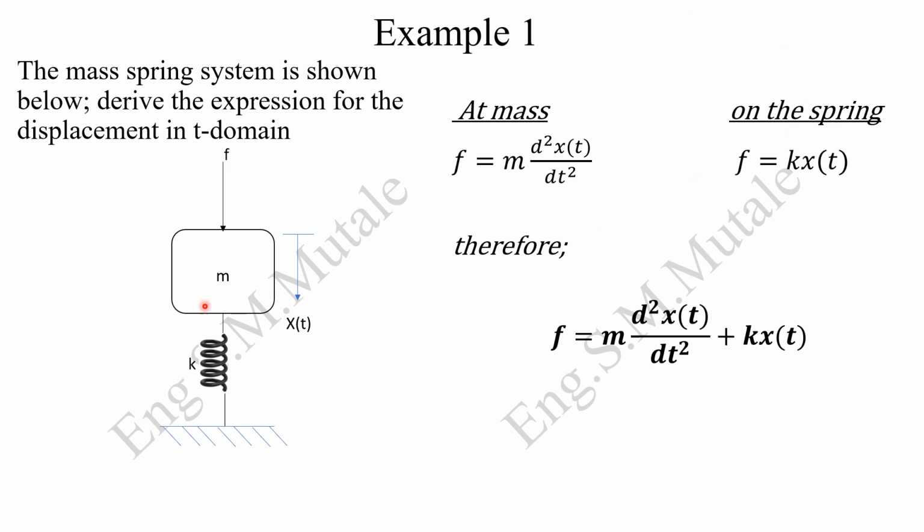Therefore, the whole system is a combination of those. If you combine those, you're going to have that. This is the equation for the mass, and this is the equation for the spring. So we have this as the equation now, example 1. On the next slide, let's look at example 2.